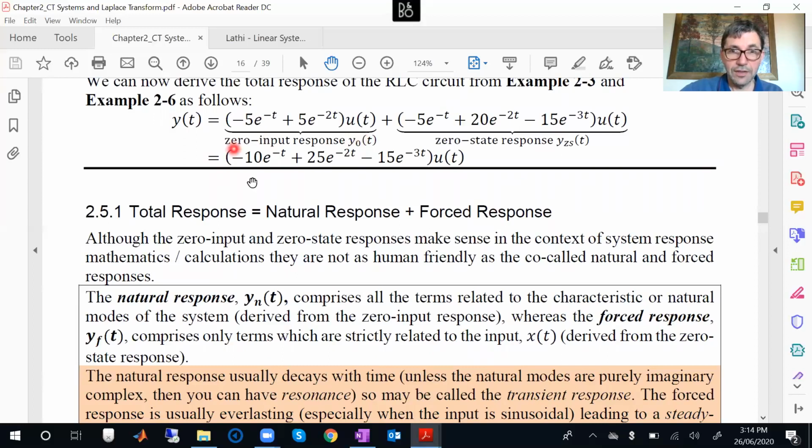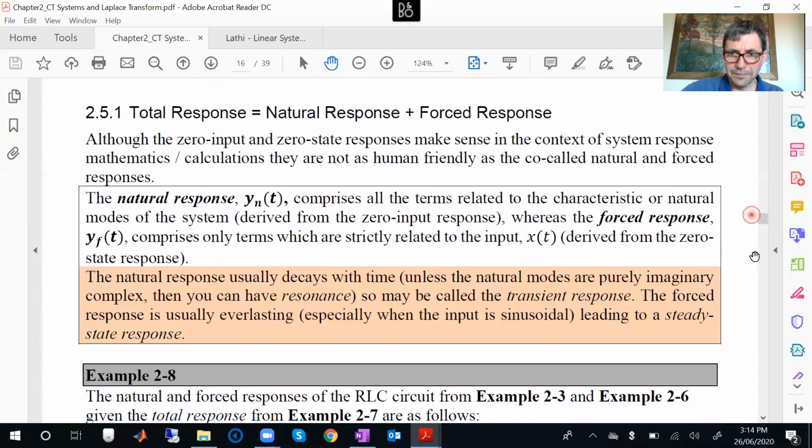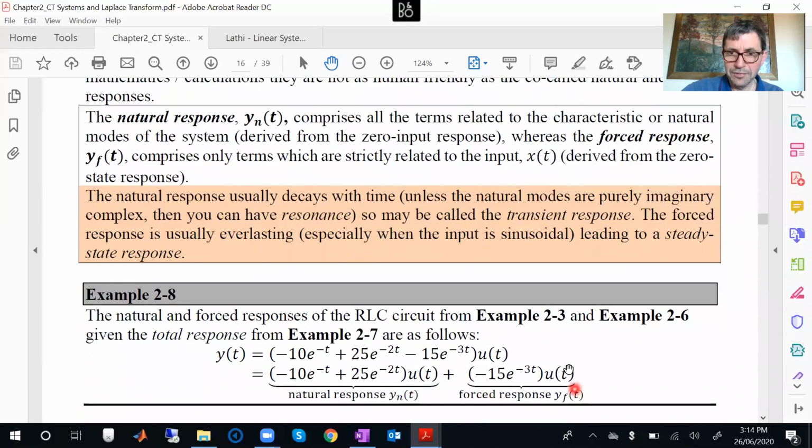So if you look at this here, I can tell you that these are the terms to do with the characteristic modes, which of course from the zero input, e to the 2t, e to the minus t. So this would be the natural response of the system. What you see here, strictly related to the input, which was 10 to the e minus 3t, if I recall, is the forced response. Now, let me see if I'm correct. Did I get it right? I think so. That's it. Forced response, natural response. And you have a third category.